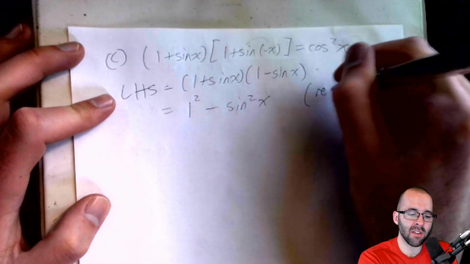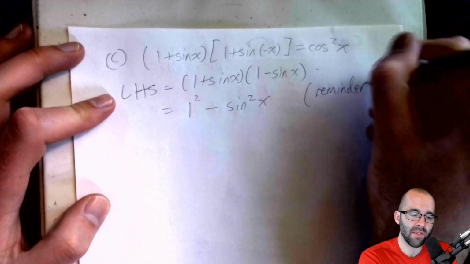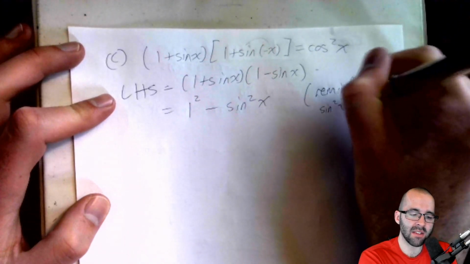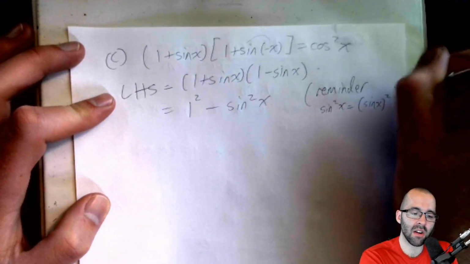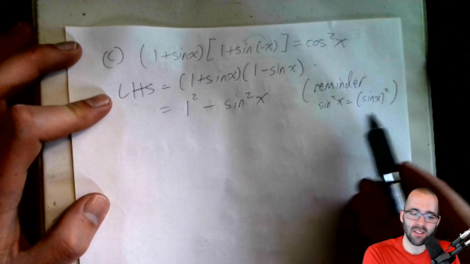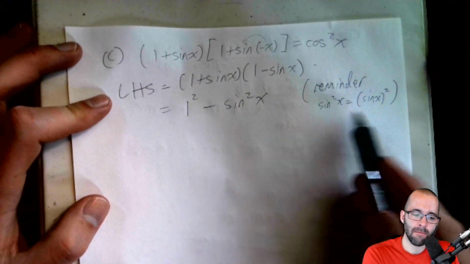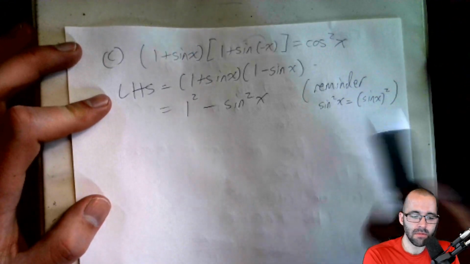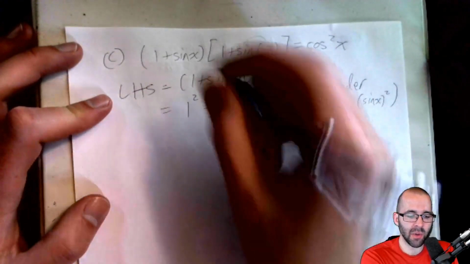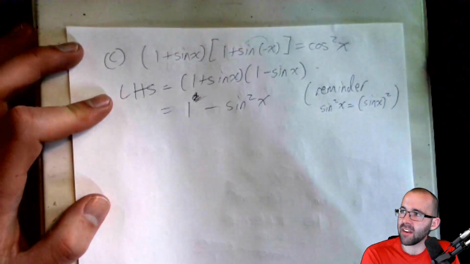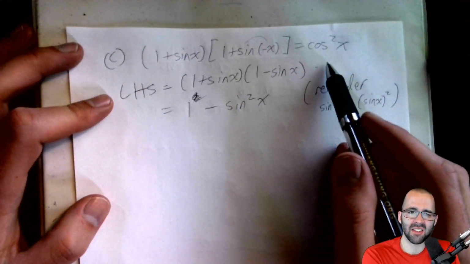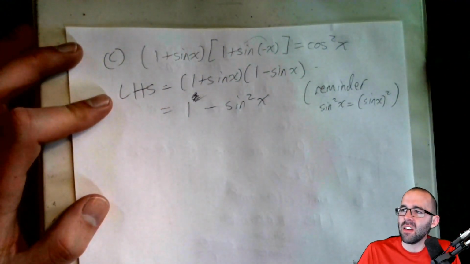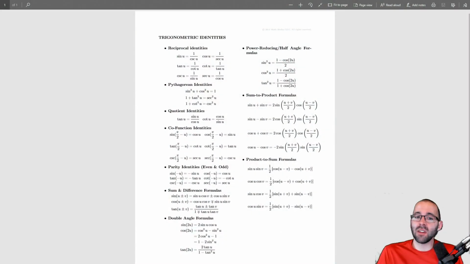And as a reminder, sine squared of x is just shorthand for sine of x squared. Okay, these are the same things. That'll be useful later. And so again, 1 squared is just 1, so let's forget about that real quick. So we have 1 minus sine squared. We want cosine squared. So again, we look at our sheet. This one's going to be very common. You may not have seen this yet.